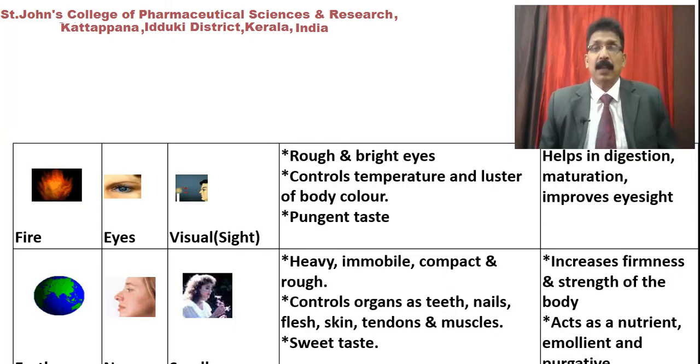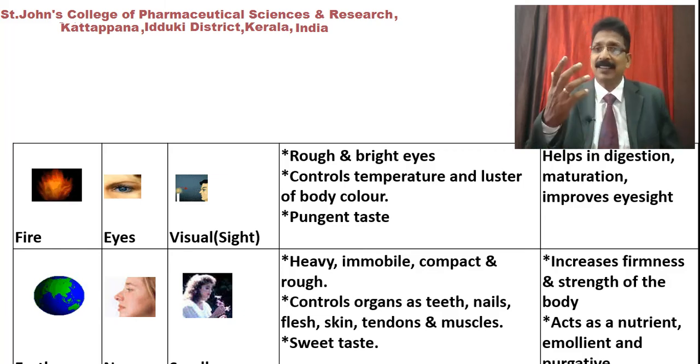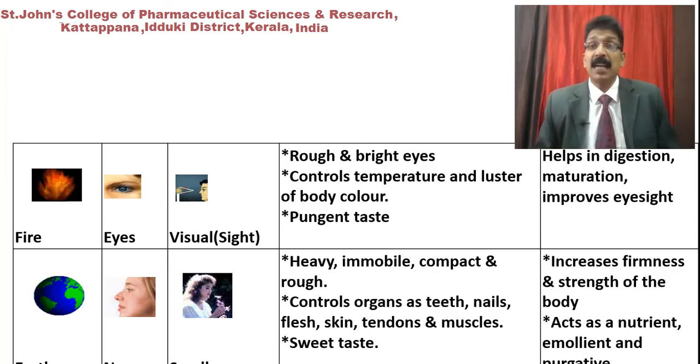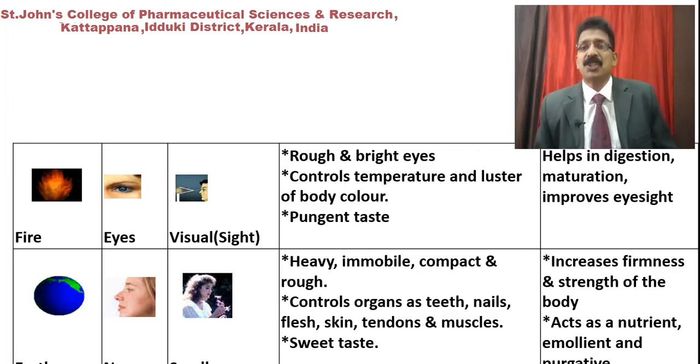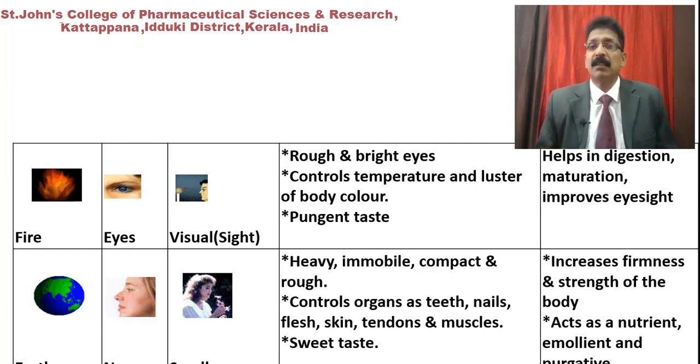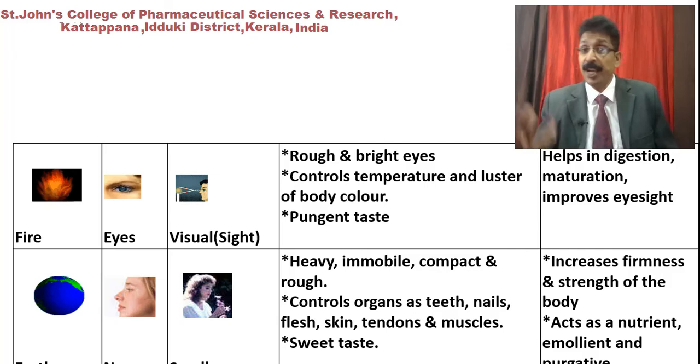And the next Panchabhuta is fire. In fire, eyes are fire, that is visual sight. Rough, bright. Eyes control temperature and luster, the properties of the body, color and pungent taste. And action helps in digestion, maturation, and improves eyesight.